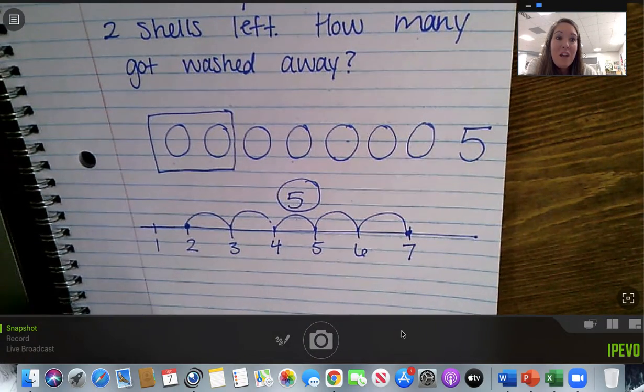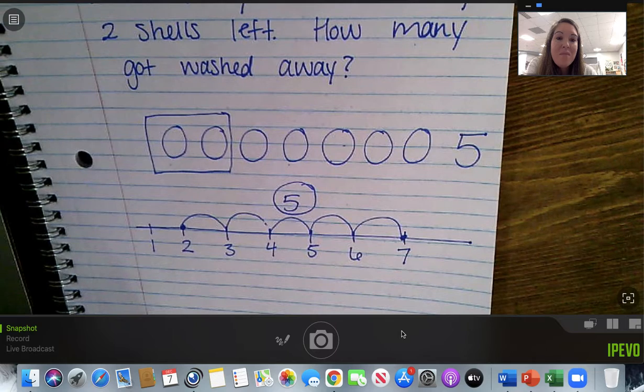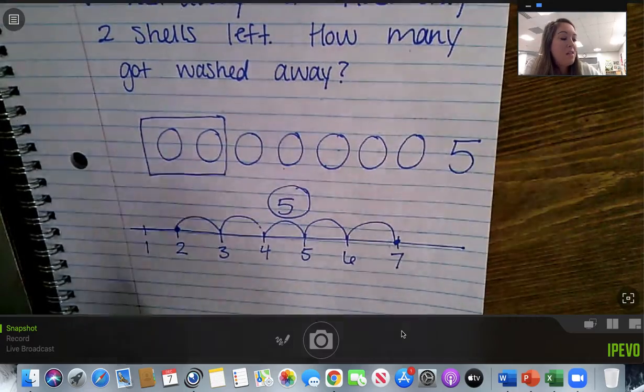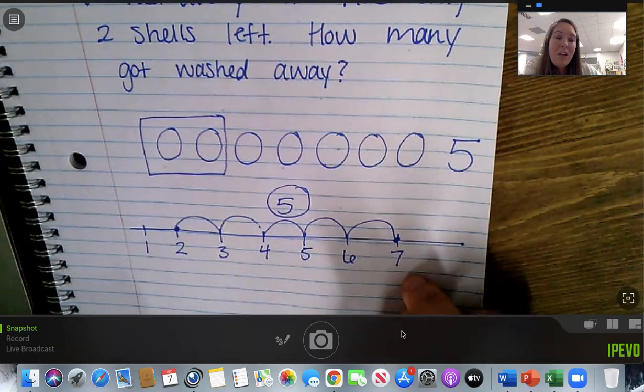If you have another strategy to add, go ahead and add that onto your math notebook today. And when we meet on Monday for math, I'd like you to share some strategies that you thought of. You should show at least 2 strategies to solve a number story. Today we used a picture strategy and a number line strategy.